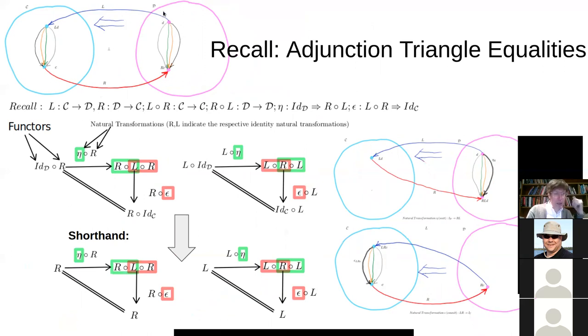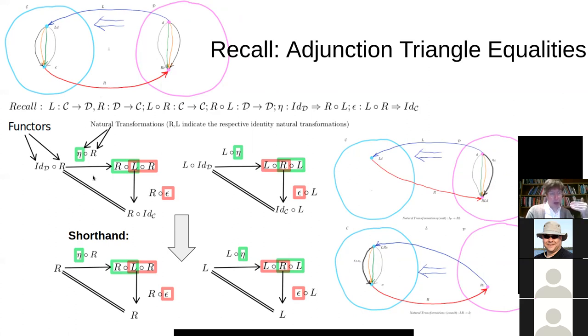So we have category D over here, category C over here, and we have mappings between them defined by the left functor and the right functor that observe certain adjunction rules. And particularly, there's this isomorphism between these Hom sets for any old C and any old D.